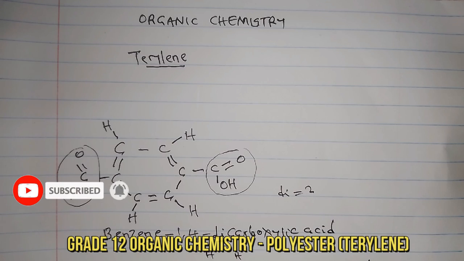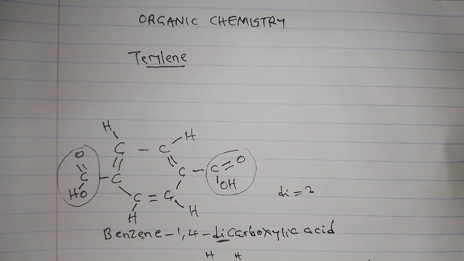This is Mike Water, and in this video we are going to talk about organic chemistry, and much more specifically we are going to look at polymers. One of the polymers that we'll be focusing on today is terylene, that you need to understand. What you can see on the screen are the structures that we use in order to come up with this polymer called terylene.